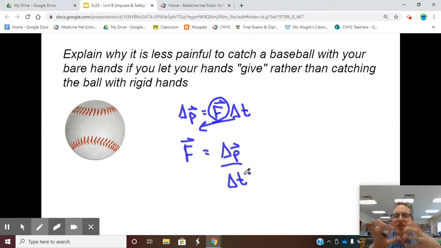When the baseball is coming towards you, it has a certain amount of momentum. That momentum isn't going to change. It's coming in with the same momentum into your hands. Therefore, the only factor you can change is the amount of time it takes to catch the ball. So, when I come in with these soft hands and I give, my time is going to increase. And when I increase this time, when I divide my momentum or my impulse by a bigger number, I'm going to get a smaller amount of force, which means that ball's going to hurt less because it's applying less force into my fingertips.